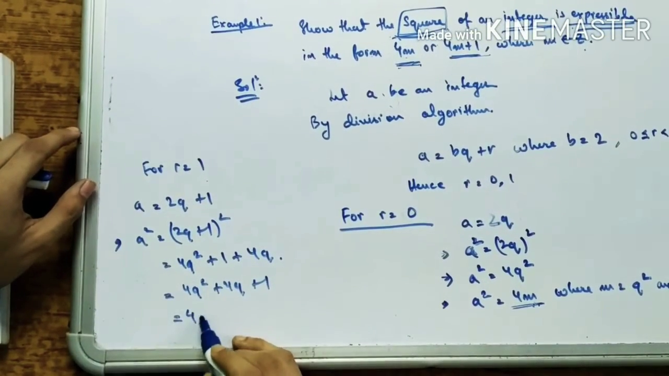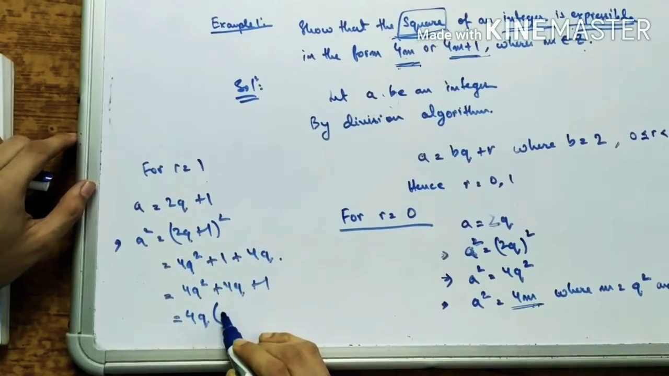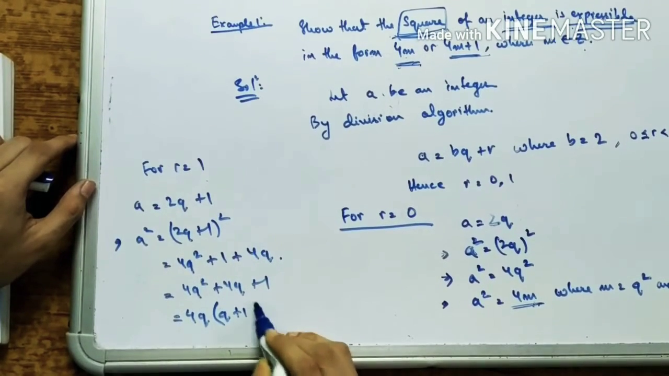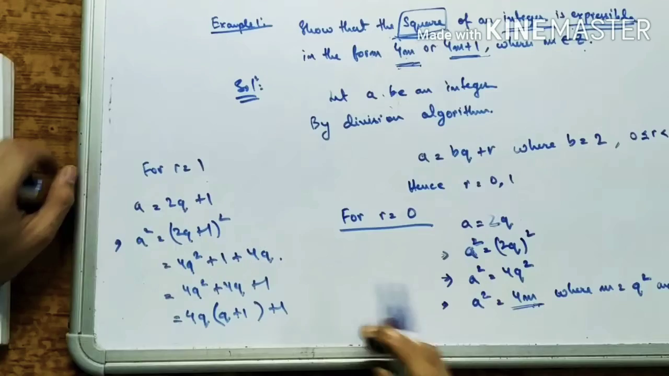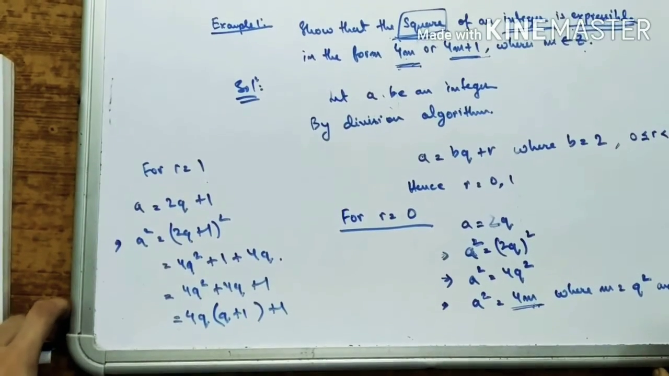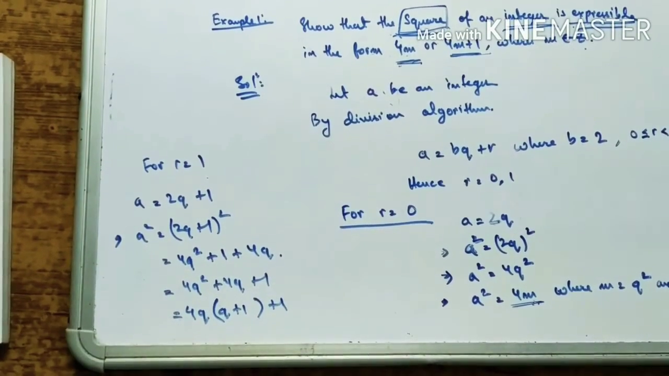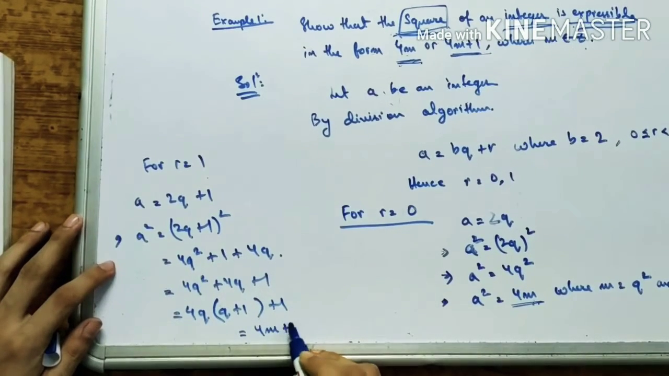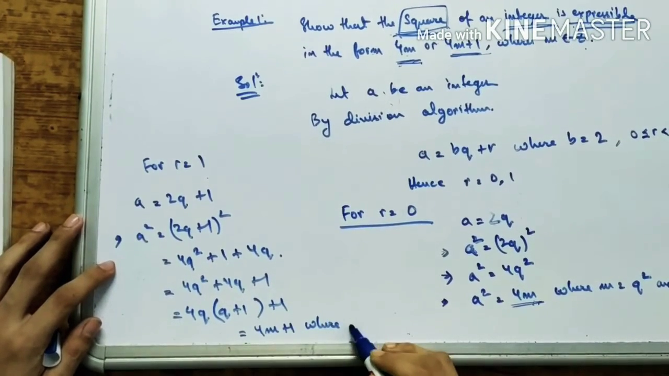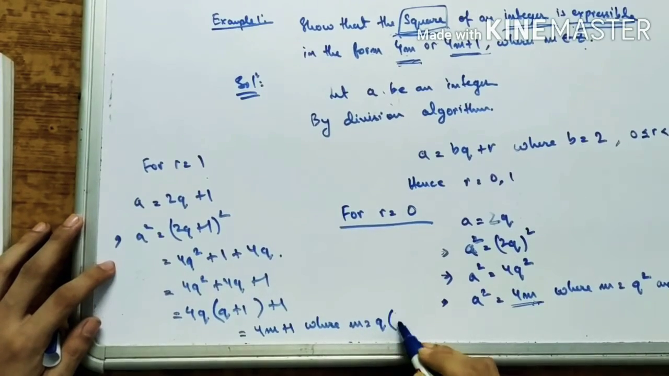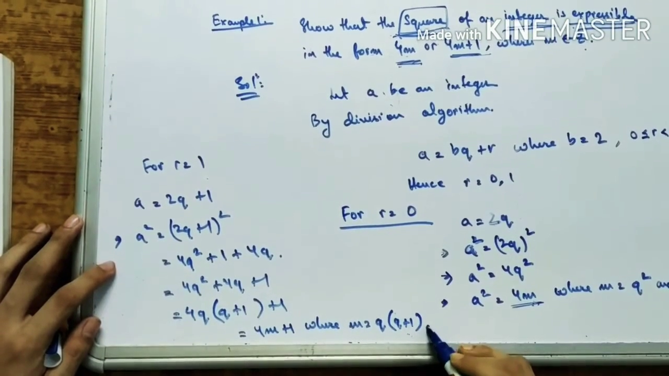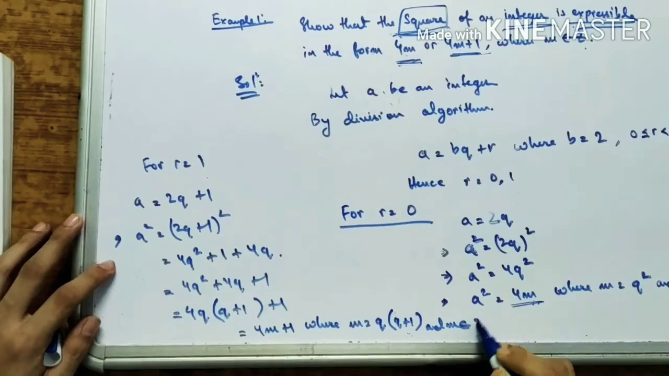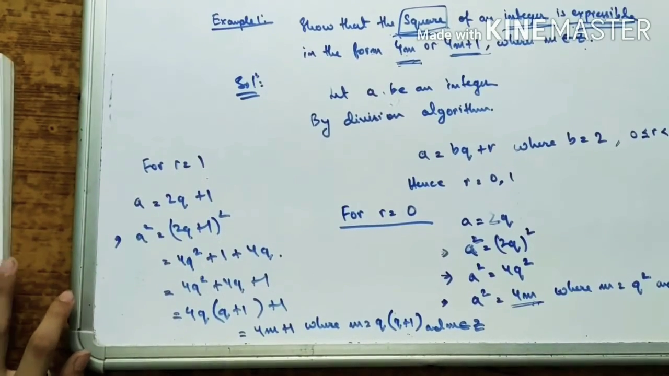From here I will take 4Q common. I will get Q plus 1, plus 1. Now this thing I can write as 4m plus 1, where m is equal to Q squared plus Q, and m belongs to Z.